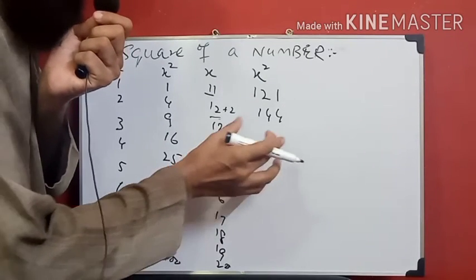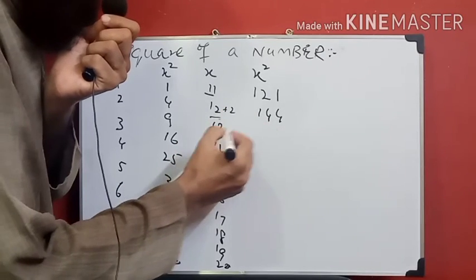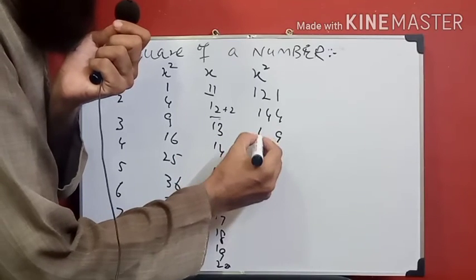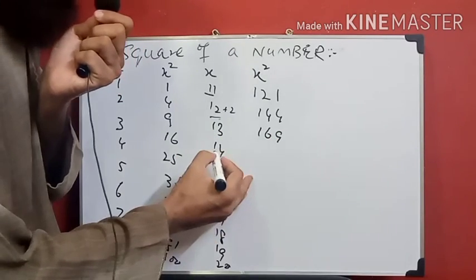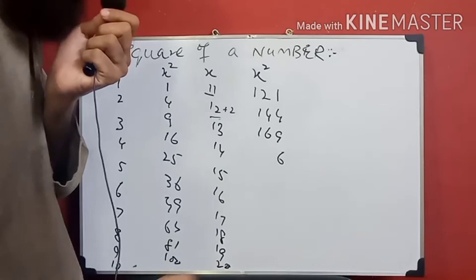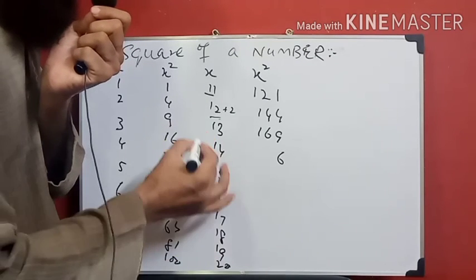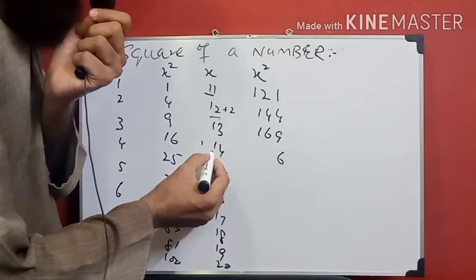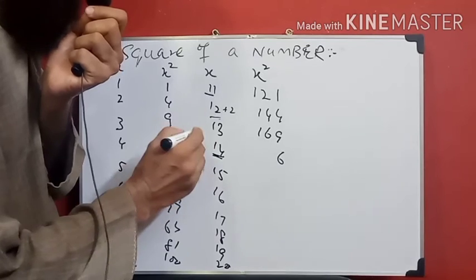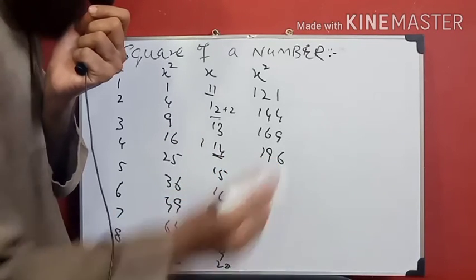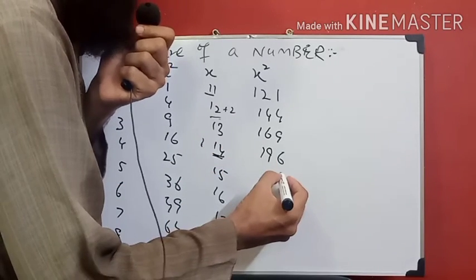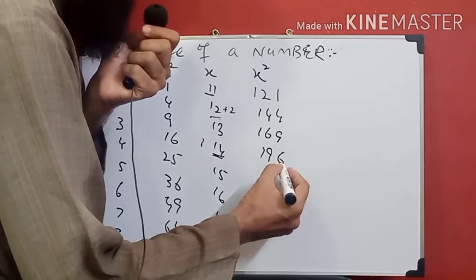Similarly, 13. The square of the 3, first we find 9, and 13 plus 3 is 16. The square of 14: 4 4s are 16. We write 6 over here, 1 is remaining. 14 plus 4 is 18, and 18 plus 1 is 19. So 196.